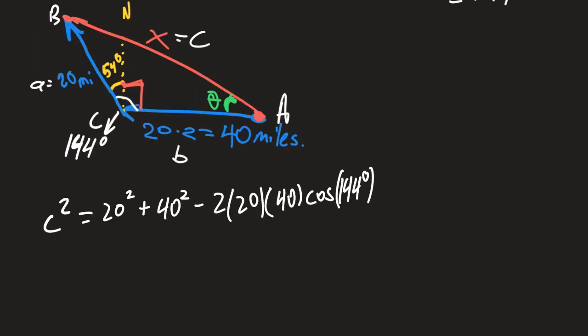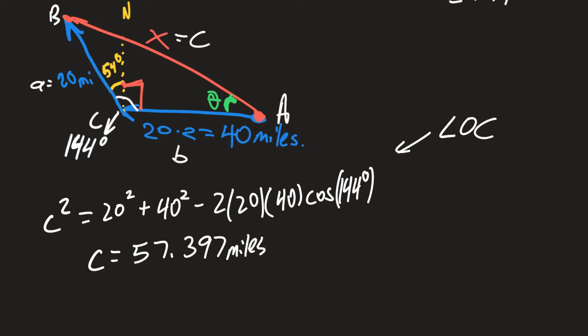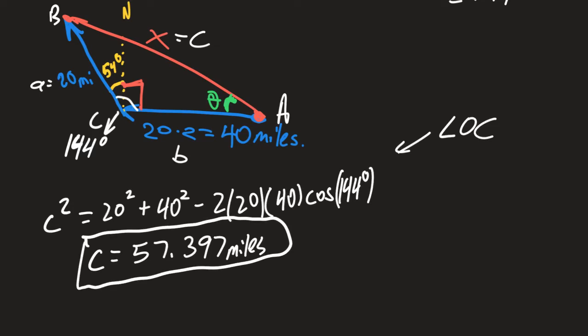So you can see I went ahead and set up law of cosines right here. And I'm going to get c by taking the square root of whatever number I get. And I should get c is equal to 57.397 miles. And that's actually the distance from my port to where the ship currently is.